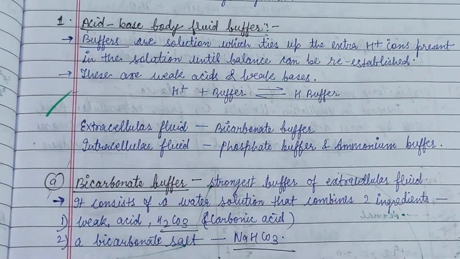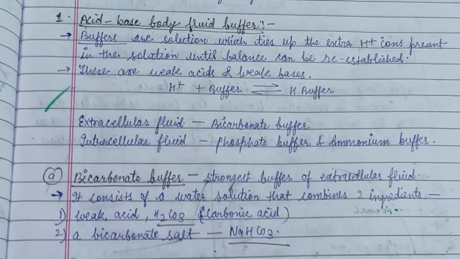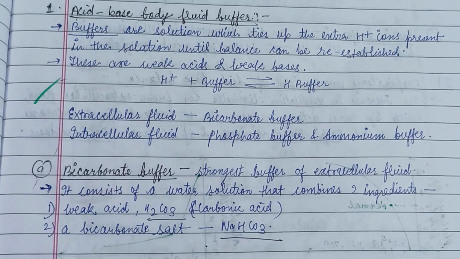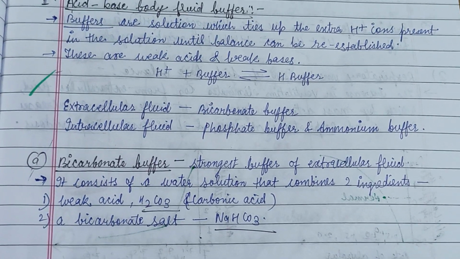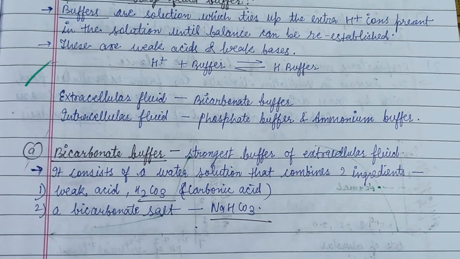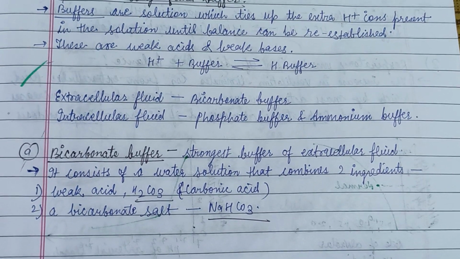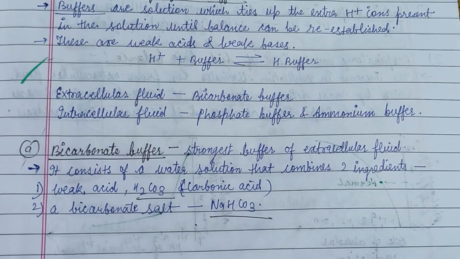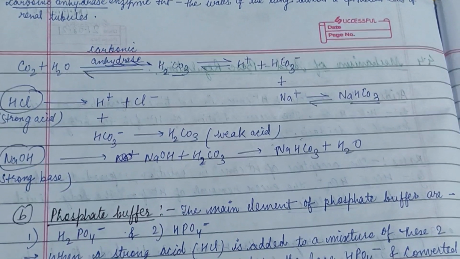First of all, the acid base body fluid buffer. Buffers are solutions which tie up the extra H plus ion concentration in the solution until balance can be reestablished, and they include the bicarbonate buffer, the phosphate buffer, and the protein buffer.